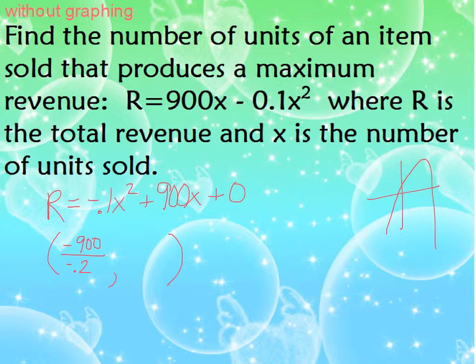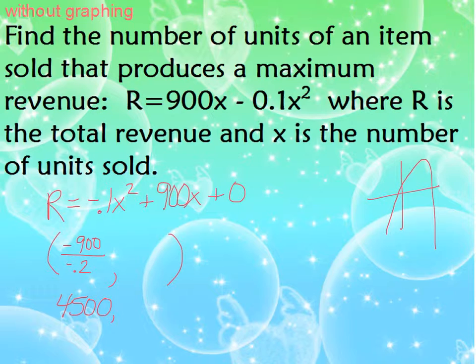Okay, so I'm just going to my calculator then. I don't really need to go to my calculator. I can do that in my head. If I take negative divided by a negative, that's a positive. 900 divided by 2 would be 450, but I'm dividing it by a 0.2, so that's actually going to be 4,500. So I would have to sell 4,500 units of whatever it is I'm making to maximize my revenue.